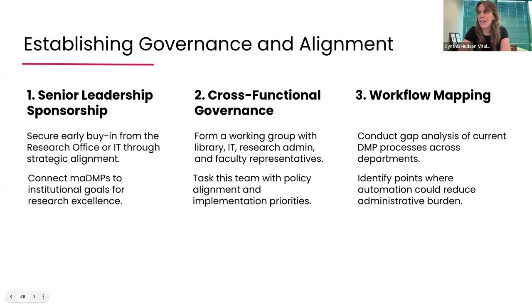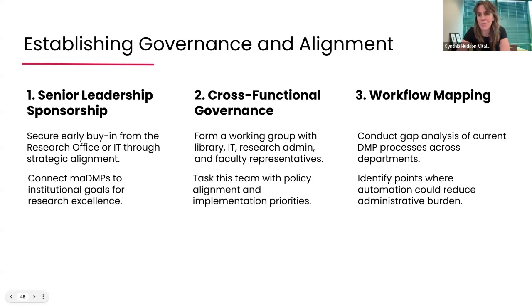The second tip we have is establishing some cross-functional or cross-institution guidance or governance. We suggest forming a working group that includes library, IT, research administration, and ideally a faculty representative. And this group can serve as the core team to align policies and guide implementation. And really, I think it's important to think of this group as a steering committee that keeps the project grounded in real campus needs.